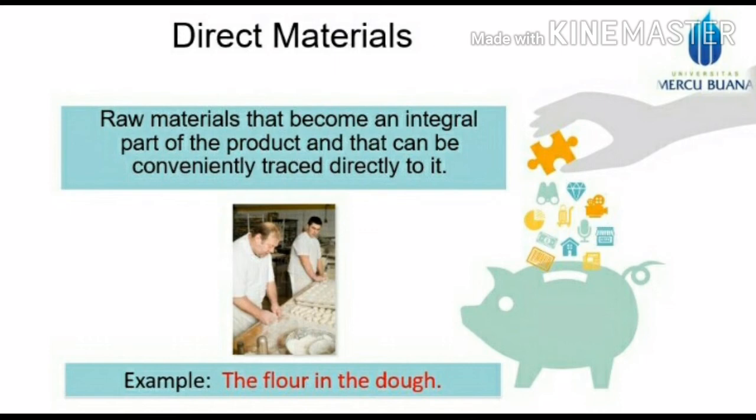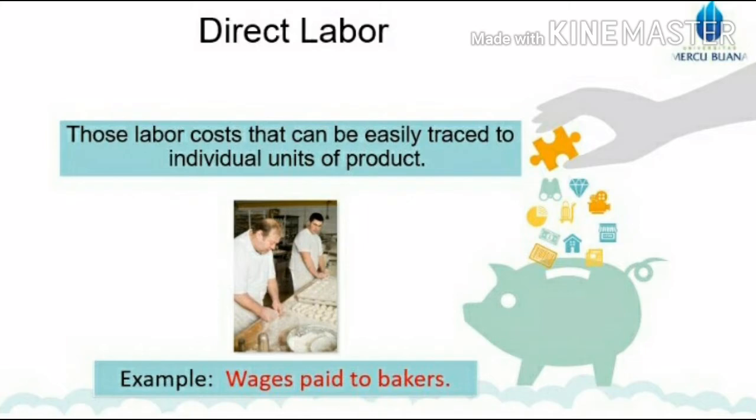Direct materials are raw materials that become an integral part of the product and that can be conveniently traced directly to it. Example, the flour in the dough. Next, direct labor. What is direct labor? Direct labor is those labor costs that can be easily traced to individual units of product. Example, wages paid to bakers.